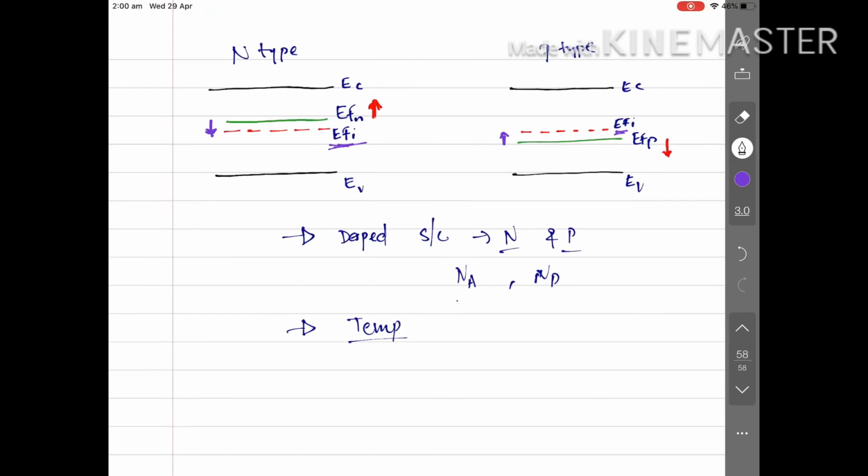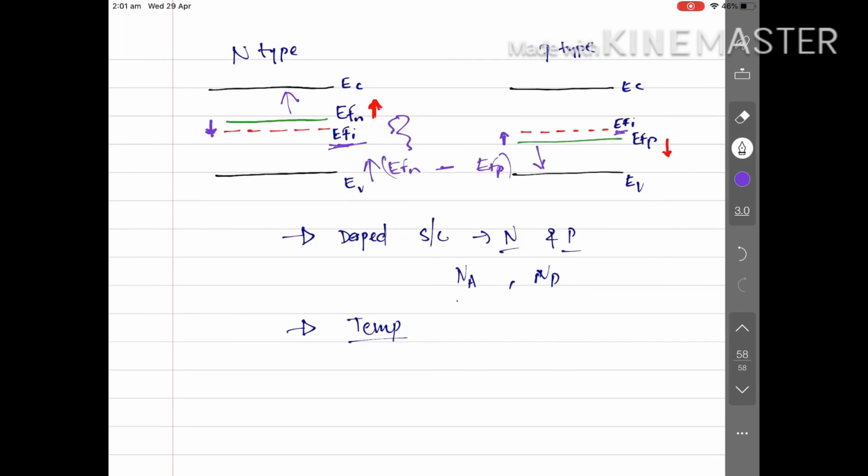But in case of higher doping, this is going this side, this is going this side. So as a result, the gap between EFN and EFP, as they are moving away from each other, would be high, right? This difference would be high.